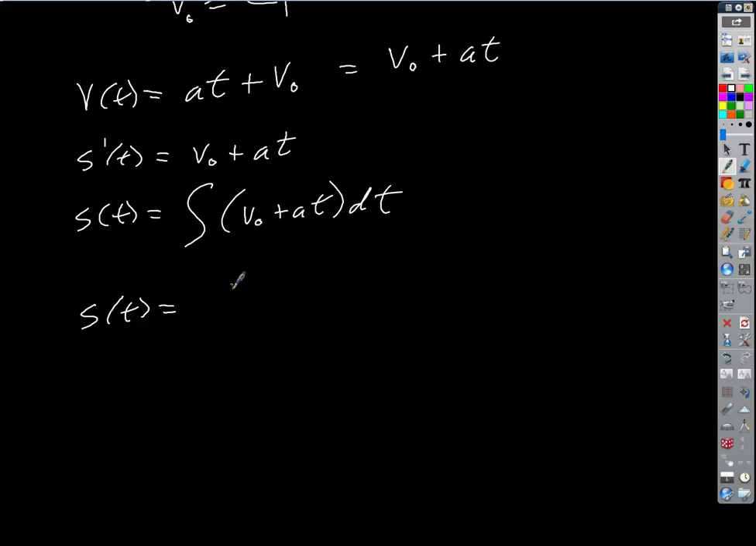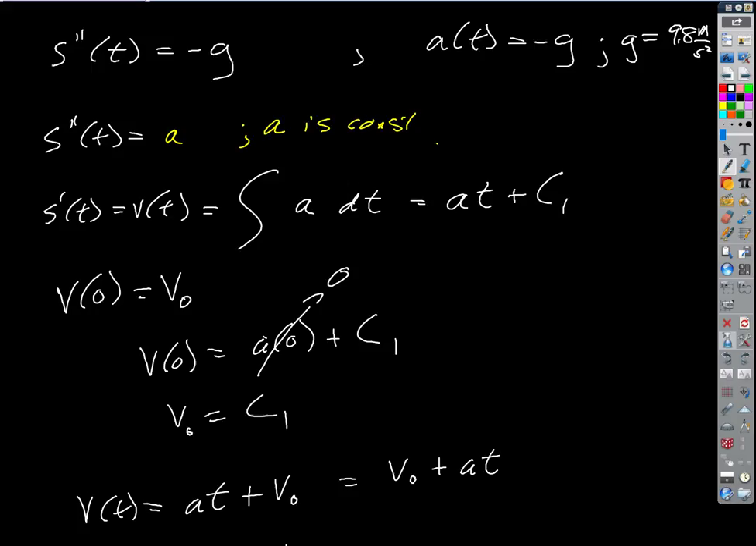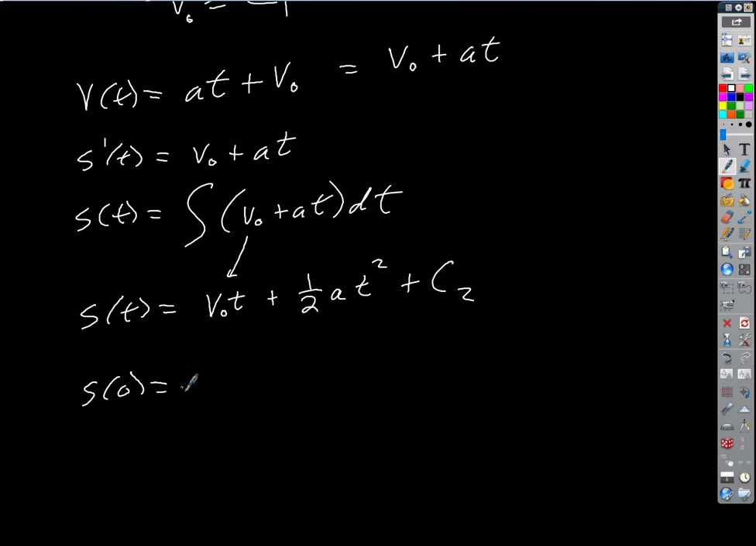This term's going to be, remember v naught's a constant, right? Because it's just the initial velocity. So what's the antiderivative of v naught dt? v naught t, good. Plus, what's the antiderivative of at dt? 1/2 t squared. Okay, good. a times t squared over 2, right? Which we could just write as 1/2 a t squared plus, call it c2, right? Okay, well, what could we suggest maybe the meaning of c2 is then? Initial position. Yeah, if we just evaluate this at 0, we get s of 0 equals 0 plus 0 plus c2. s of 0 is just s naught, right?